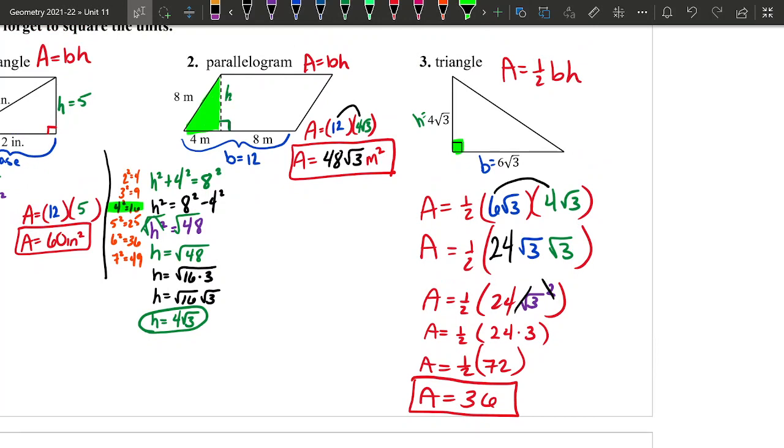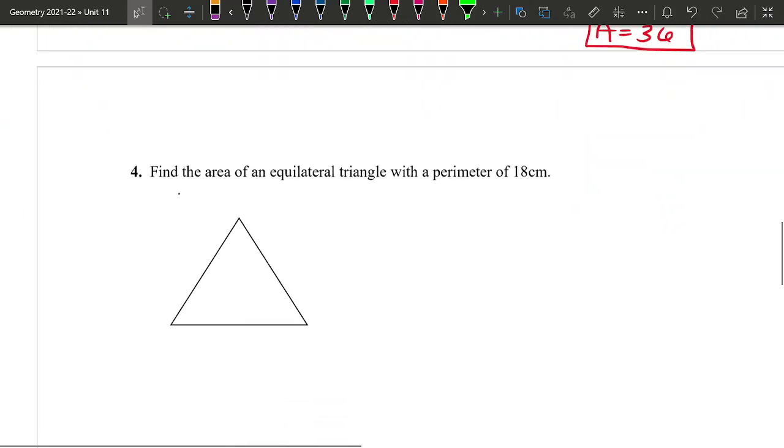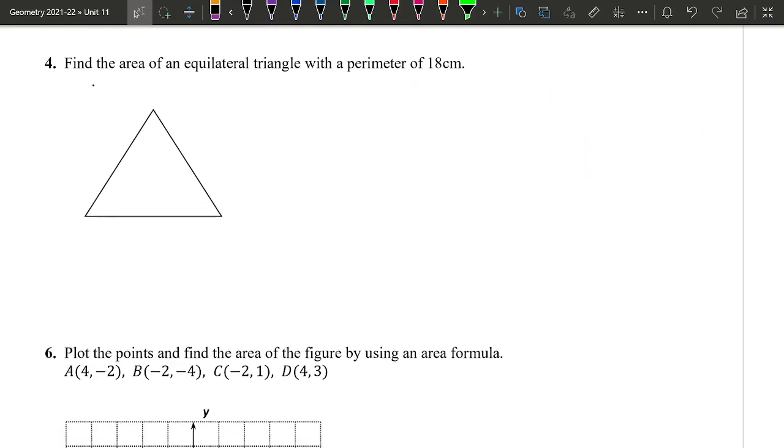All right, so then on the back, I have 2 more examples of different kinds of problems. We have another triangle. And there's a blank, empty triangle picture. It says, find the area of an equilateral triangle. That's a very specific kind of triangle, with a perimeter of 18 centimeters.